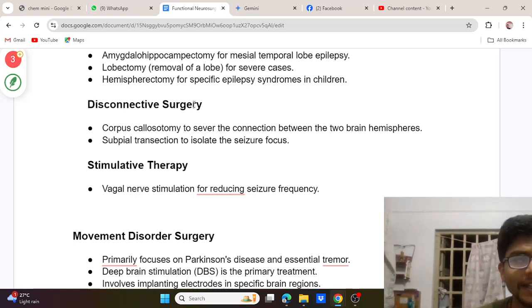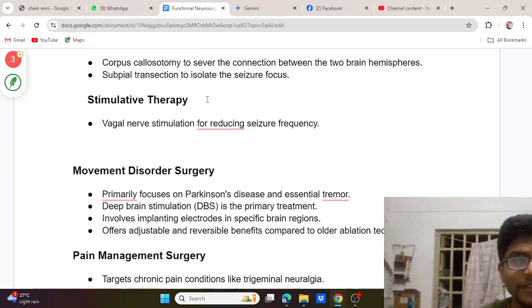Then we have disconnective surgery, that is corpus callosotomy to sever the connection between the two brain hemispheres. Subpial transection to isolate the seizure focus. Then stimulative therapy, that is vagal nerve stimulation for reducing the seizure frequency.